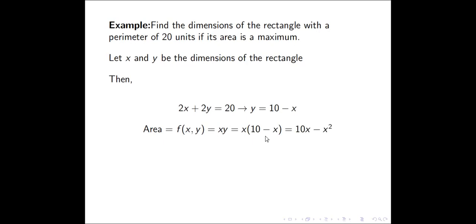And recall, in single variable calculus, all you have to do is get the critical point or points of this function, and you do that by setting its first derivative to 0. So differentiating this one, 10 - 2x, we equate it to 0. We solve for the critical point, the x value, we get 5. And then from the relation here, y = 10 - x, we plug in x = 5, we also get y = 5, as simple as that.